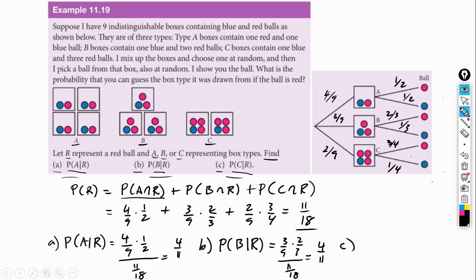And finally, for C, we have the probability of C given R, which is then going to be 2/9 times 3/4 divided by 11/18, and this is going to give us 3/11. So notice that we can conclude that A or B should be the more likely source of a red ball.